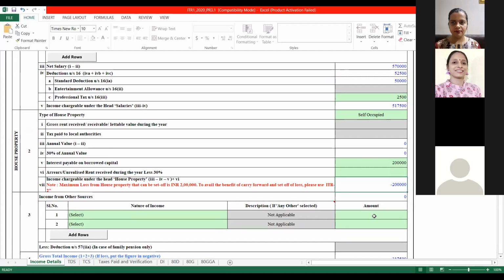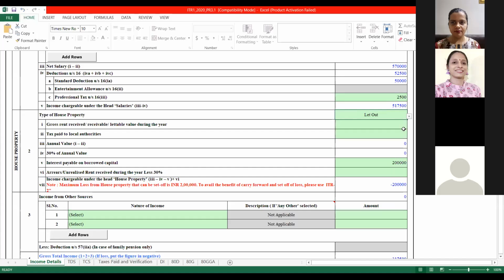And here you can see the income from house property is minus 2 lakhs, because there is no income earned from the house property, but the interest on loan is paid. So because of which it is a negative income, which is a loss. Now say for example, I assume the second situation where your house is let out.